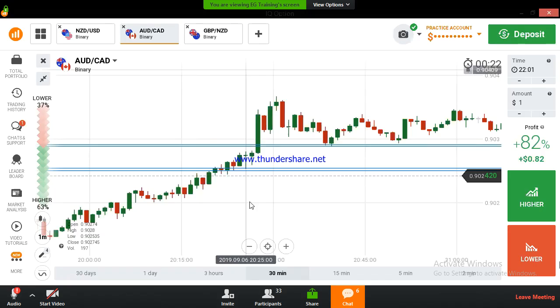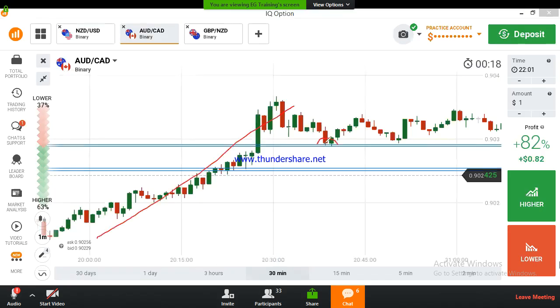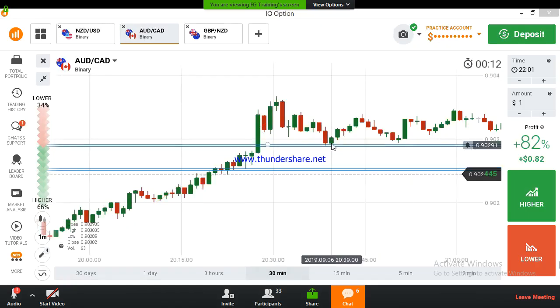Here the trend is an uptrend. This is the level. The candle closed above the level here, just above the level. If you get any confirmation here, you can place your trade.